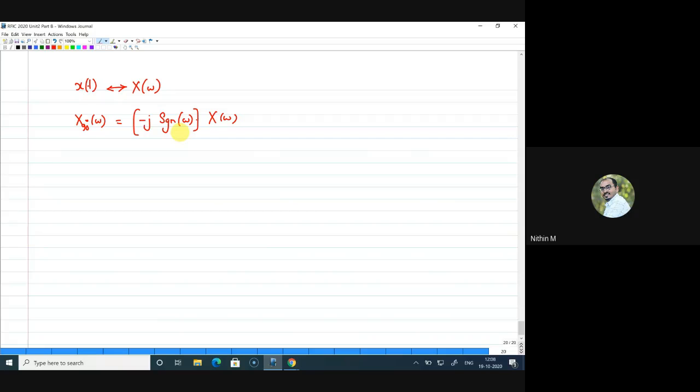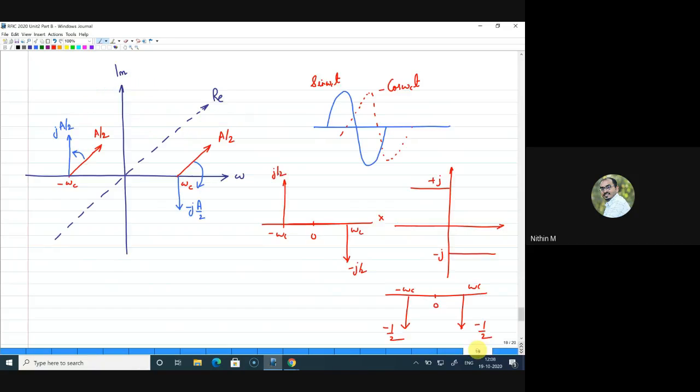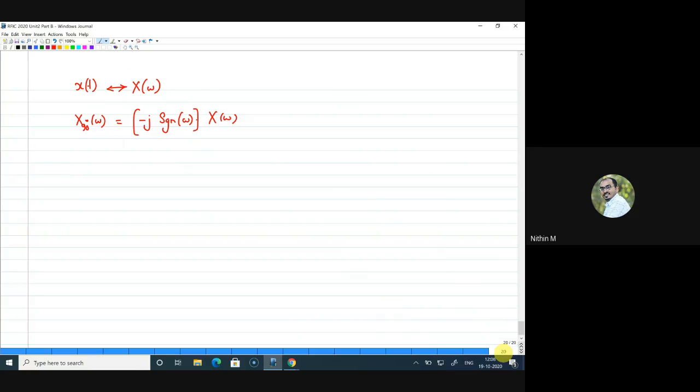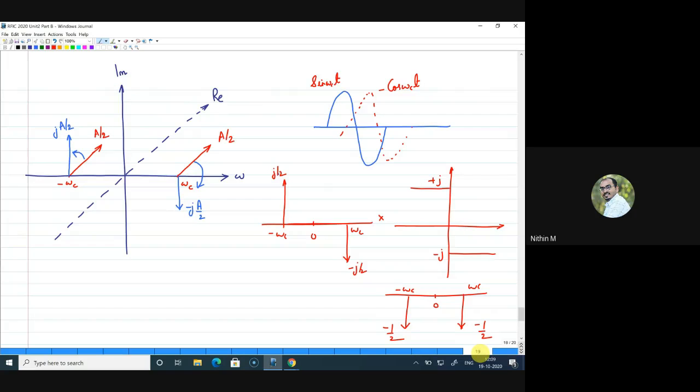So we know what the signum function is, but when we say minus j, this is not just a signum function, this is minus j into the signum function, right? So this shift by 90° is nothing but what we call the Hilbert transform. Whatever we have done so far is for a pure tone.